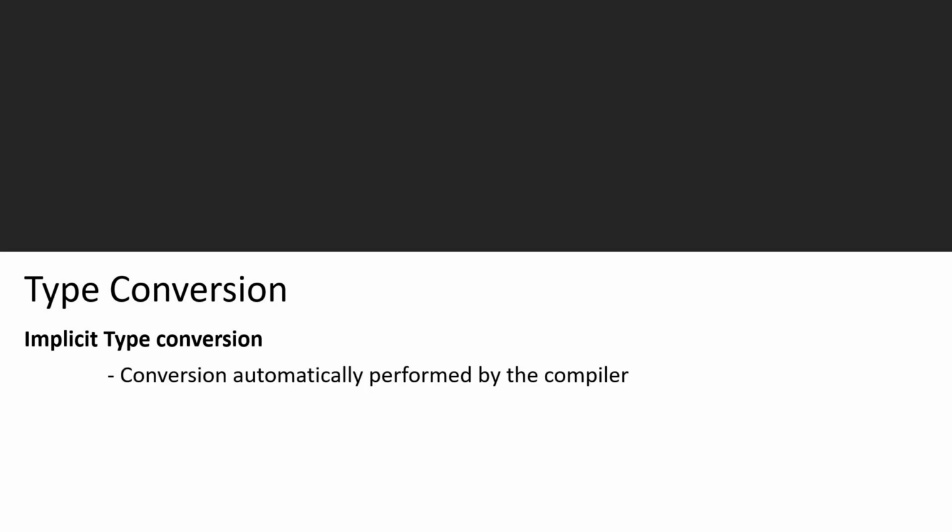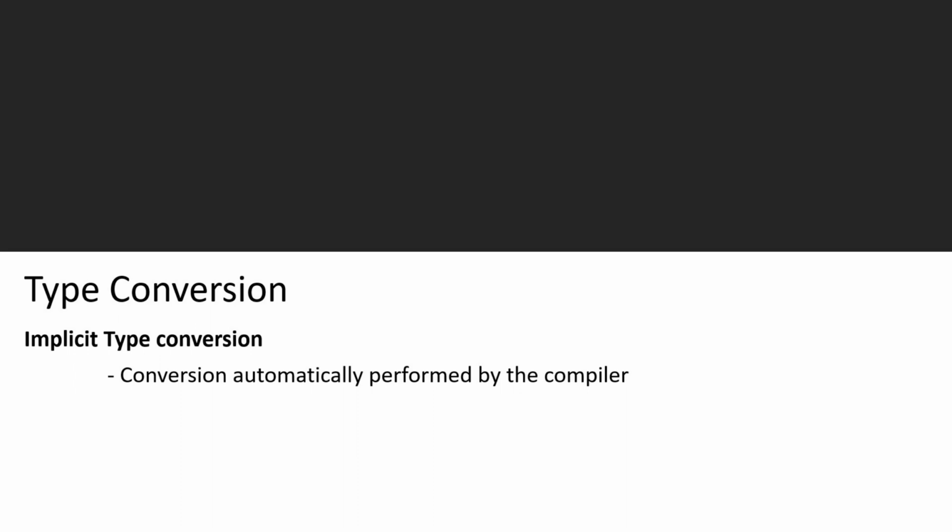Now, as we've seen, Java has a number of different data types, and there are times where we'll need to convert from one type to another. Now, broadly speaking, conversions fall into two broad categories. One is what we call implicit conversions, and that's a conversion that can be automatically performed by the compiler. So we'll look at an example of that.